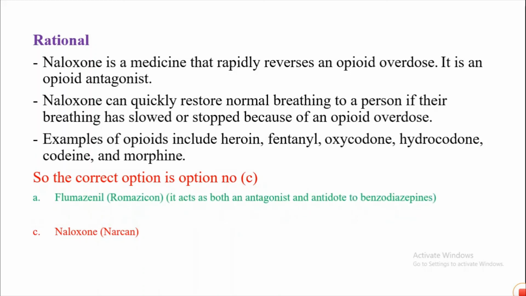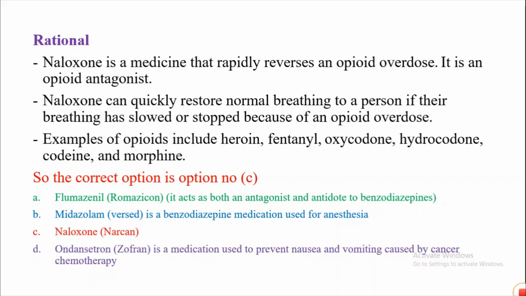Flumazenil acts as both an antagonist and antidote to benzodiazepine. And midazolam is a benzodiazepine medication used for anesthesia. And ondansetron is a medication used to prevent nausea and vomiting caused by cancer chemotherapy.